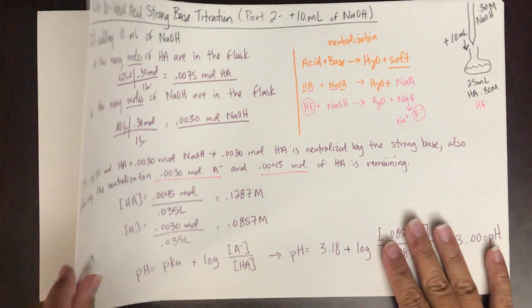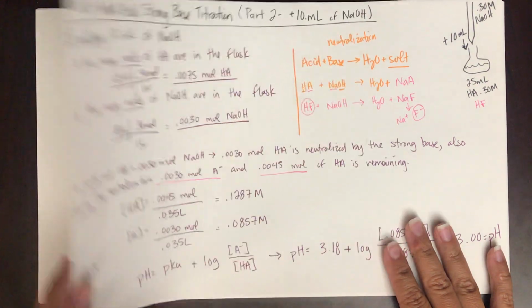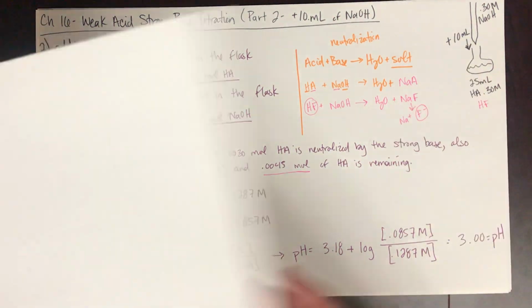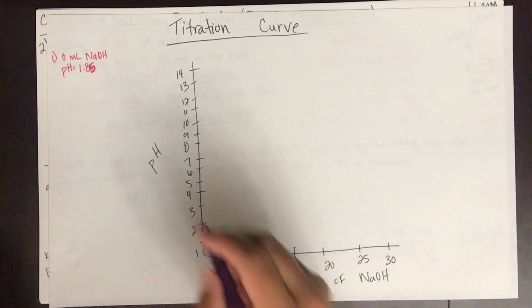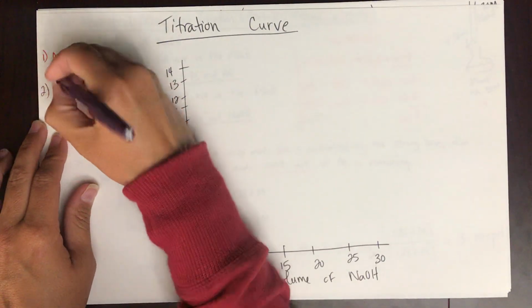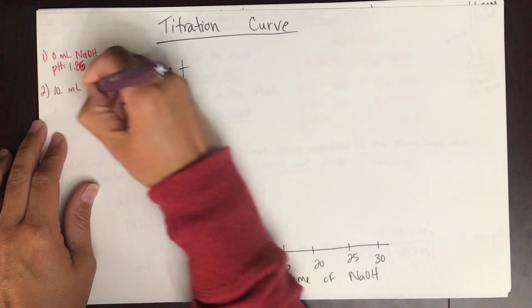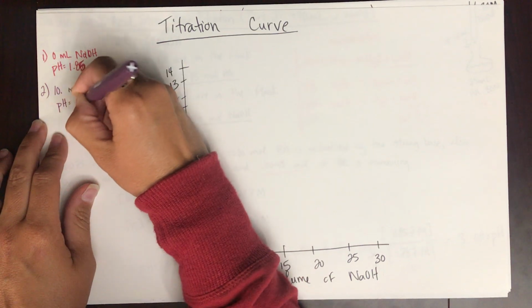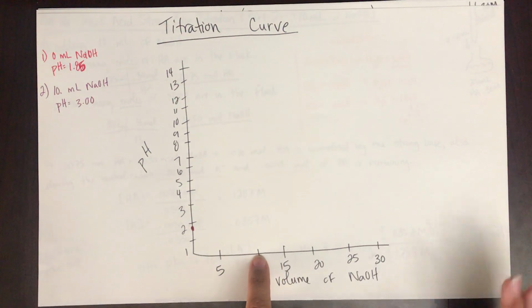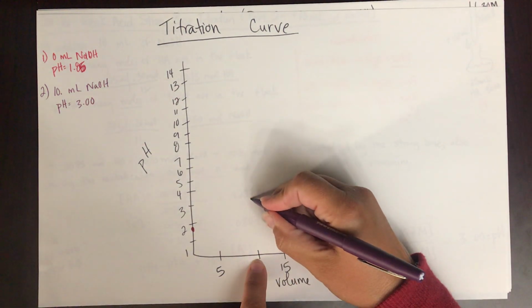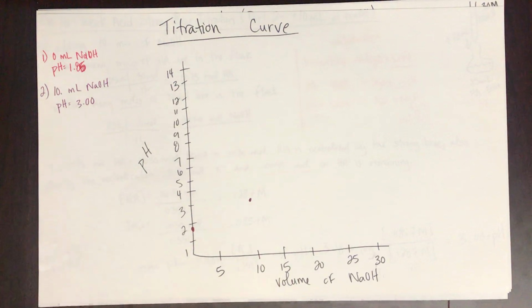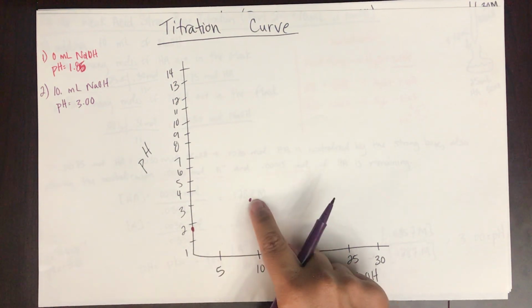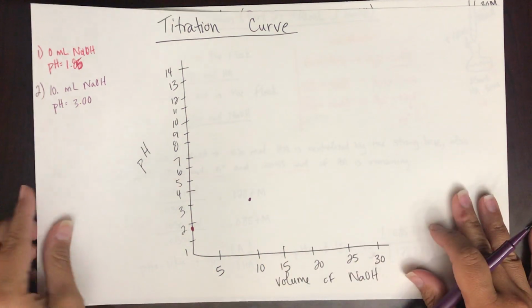So now let's put that on our titration curve. So this is step 2. I've added 10 milliliters. So here was step 1, I added 0 milliliters. Step 2, I've added 10 milliliters of sodium hydroxide, and the pH is 3.00. So at 10 milliliters, my pH is 3.00. So here was 0.1 with 0 milliliters, here's 0.2 with 10 milliliters at 3.